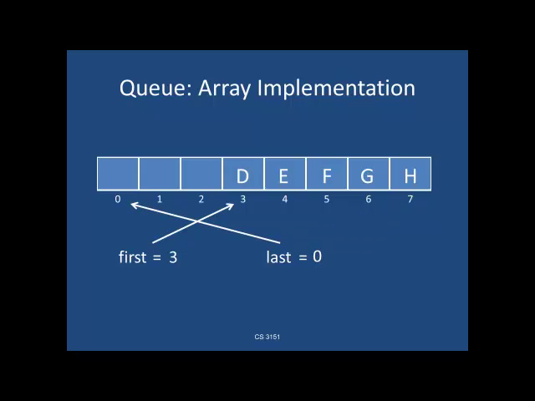But note what happens to variable last. If we increment it by 1, it would be 8, which is an invalid index. What we do instead is we continue inserting at the beginning of the array at index 0. So the next item, item I, is inserted at 0, and last becomes 1. Item J is inserted at 1, and last becomes 2.